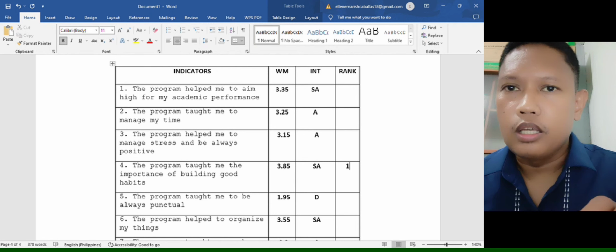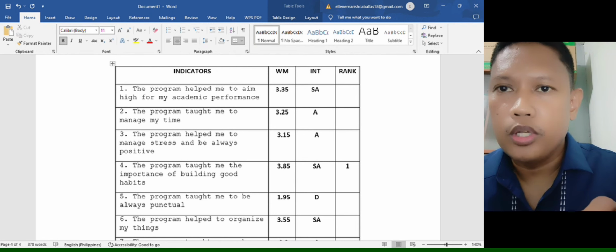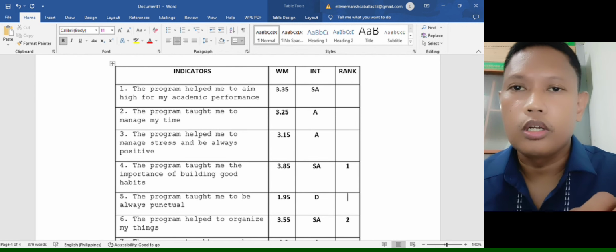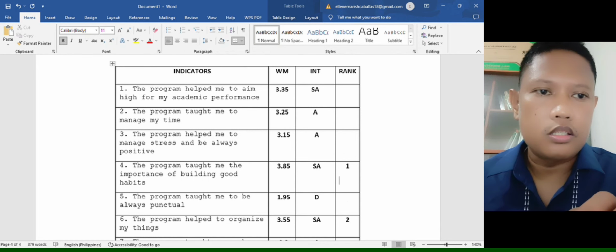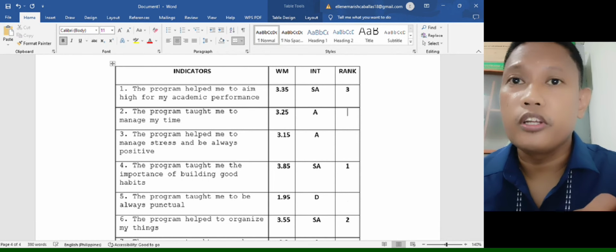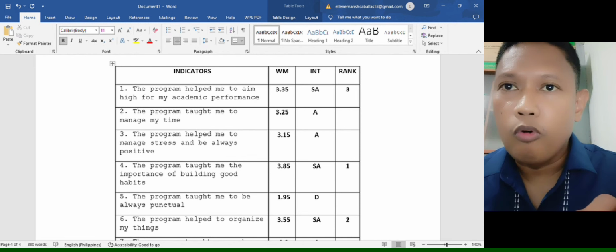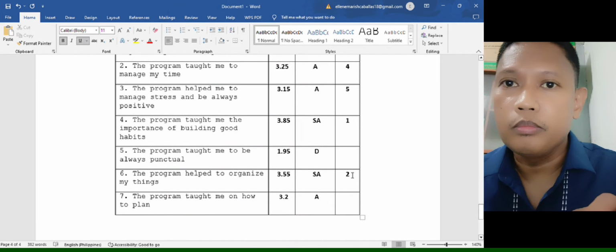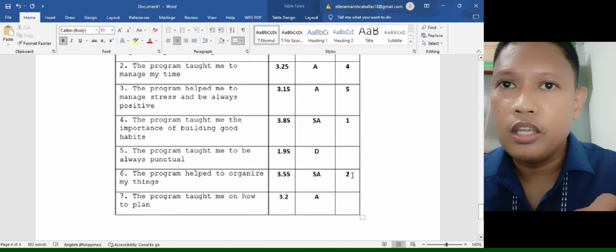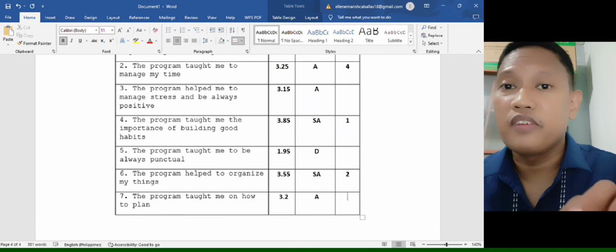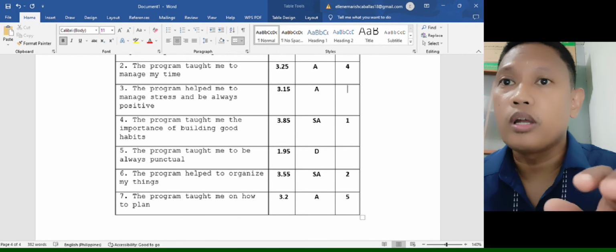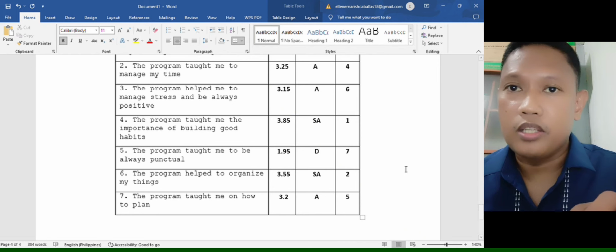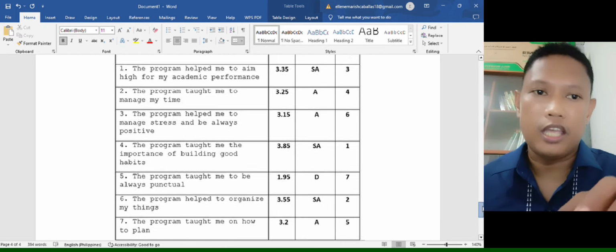Okay. And number 2 is which one? 3.55. Yes, the number 6 indicator. Next is number 1, 3.35, the number 1 indicator. And number 4 is 3.25. That's number 2 item. Number 5 is the number 7 indicator. And number 6 is the program helped me to manage stress and be always positive. And number 7 is number 5 indicator. Okay.